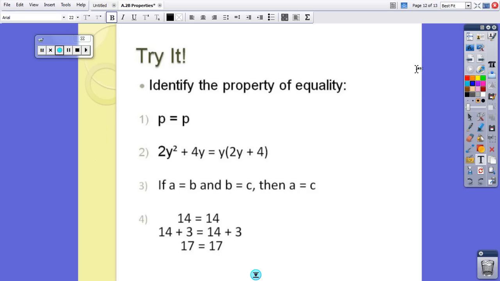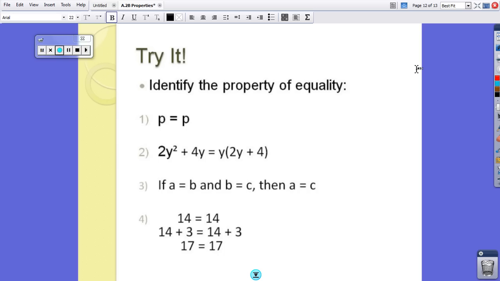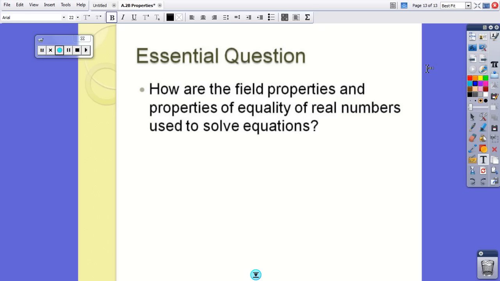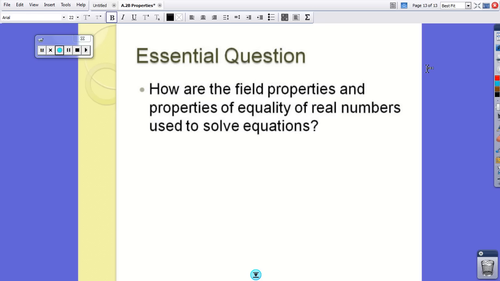Now try these next 4 problems. You're going to identify the property of equality that is shown. Make sure you remember to bring these in tomorrow when we go over them in class. Looking back at the essential question, how are the field properties and properties of equality of real numbers used to solve equations? We're going to look at that in our next video on justifying solving equations.